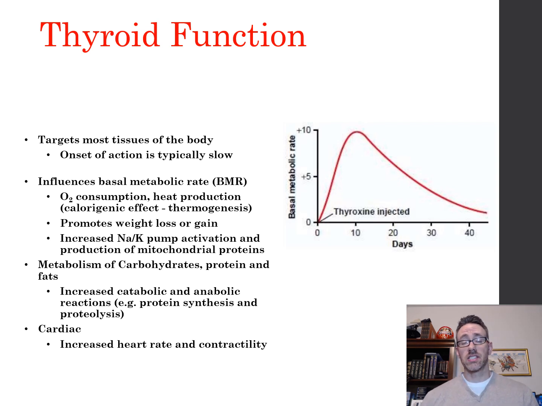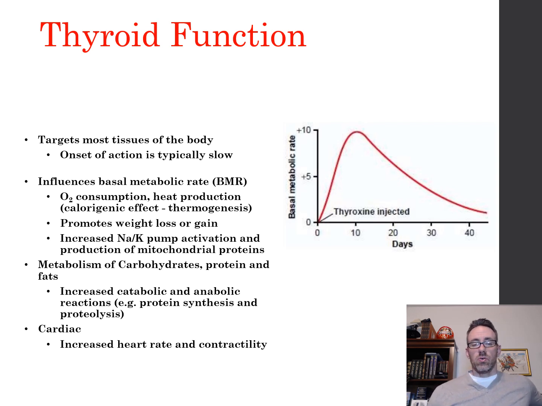One of the mechanisms with which it does this is to increase the activity of the sodium-potassium pumps, which helps increase gradients and helps with cellular activity. It also increases the production of some of the mitochondrial proteins that help along the electron transport chain and oxidative phosphorylation. In fact, over here on the curve, if you look at the basal metabolic rate, the x-axis is over days. So if you were to inject thyroxine, you'll notice that the basal metabolic rate does go up, but it takes days to see a peak effect. And again, that's due to its slow mechanism of action.